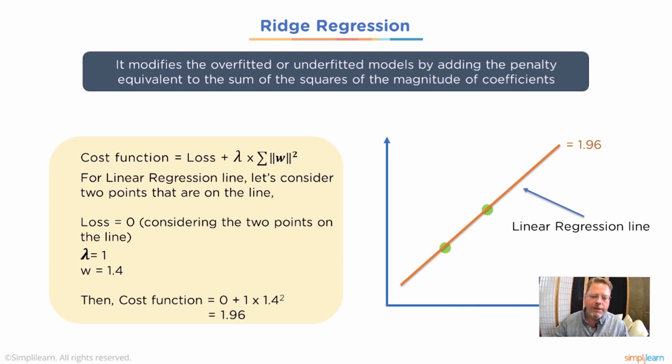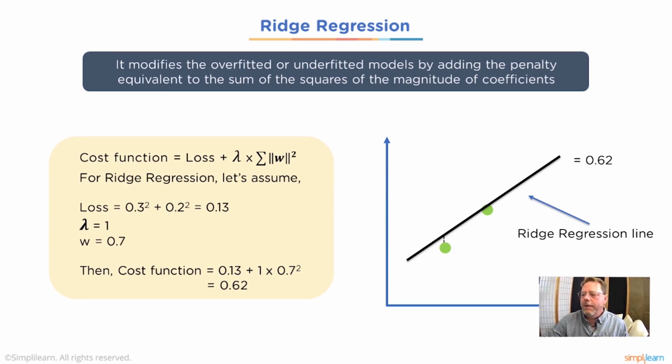So really don't get caught up too much in the math on this, other than understanding that this is something that's very easy for a computer to calculate. And if you ever see the loss plus the lambda times W, the sum is W squared.